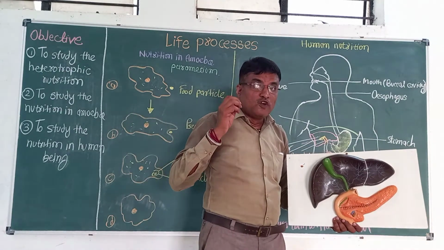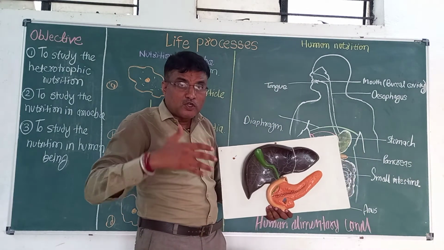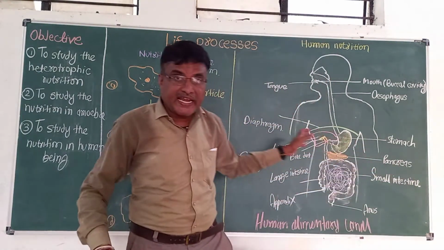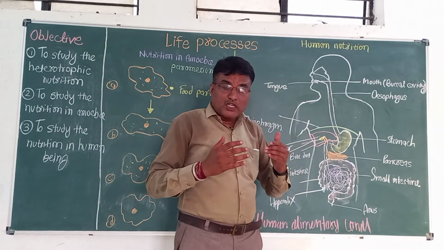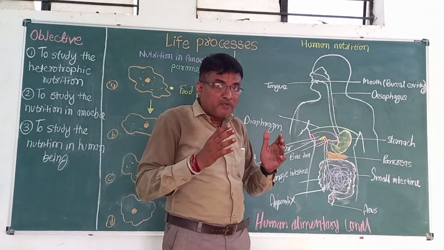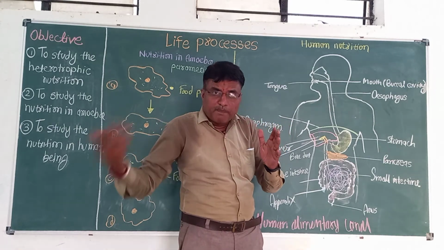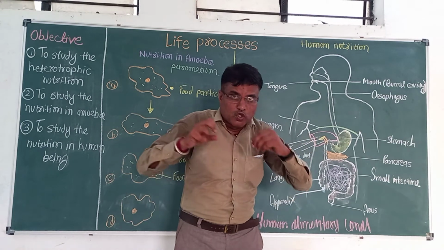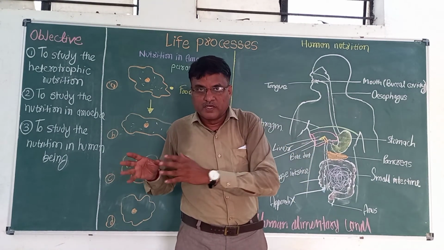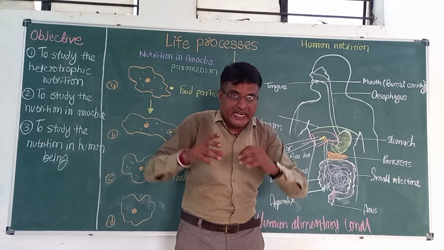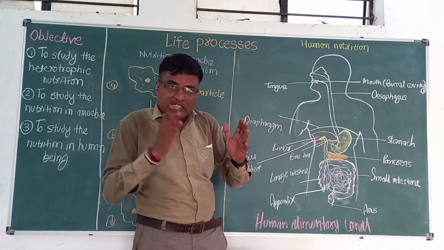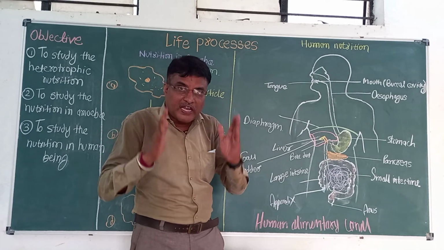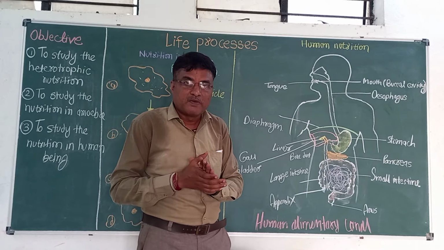After that, food is again converted into simple form by intestine. Small intestine has Brunner's gland, and that also secretes the enzymes which convert the food again into simple form. Protein is converted into amino acid, carbohydrate converted into glucose, and lipid converted into fatty acid and glycerol. In this way, food is converted into simple form, complex to simple. This is the phenomenon of digestive system, the digestion mechanism.